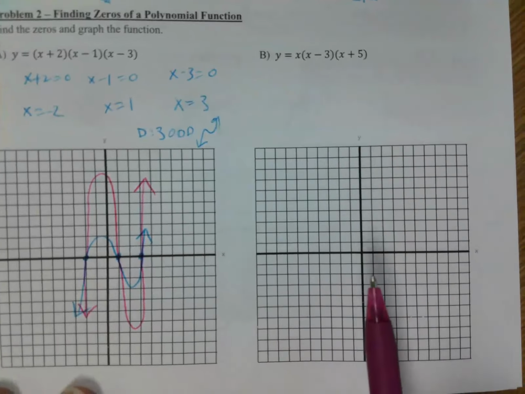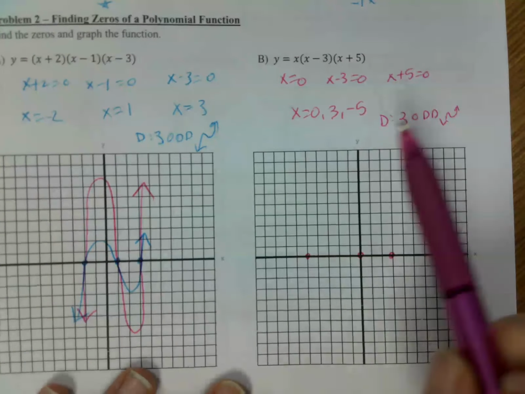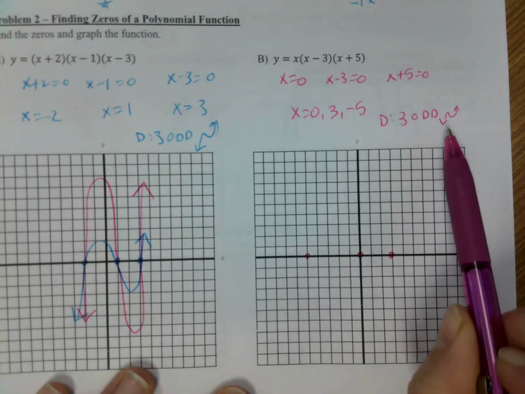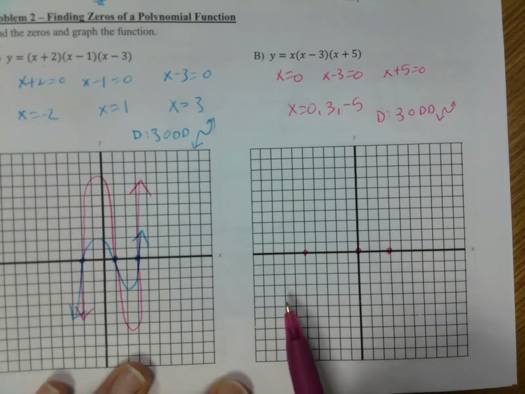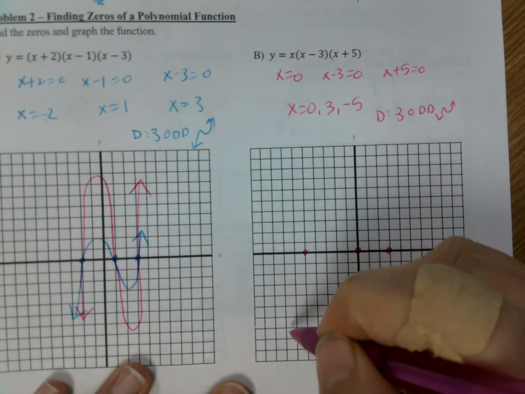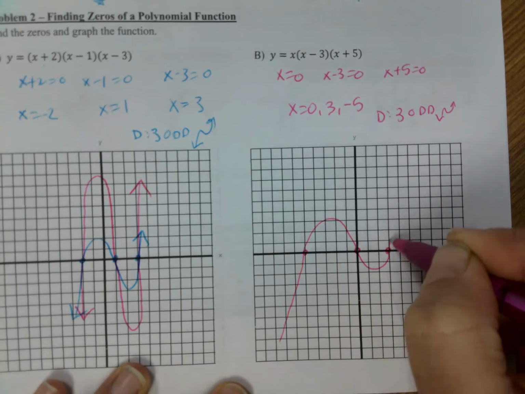I want you to try to pause the video and try to do B by yourself right now. Welcome back. So again, my 3 zeros are at 0, 3, and negative 5. My end behavior is down, up. So when I'm doing this, I'm starting on the left-hand side. I start down because that is my end behavior. So I'm starting down, and then I have to make sure I go through each of my points.